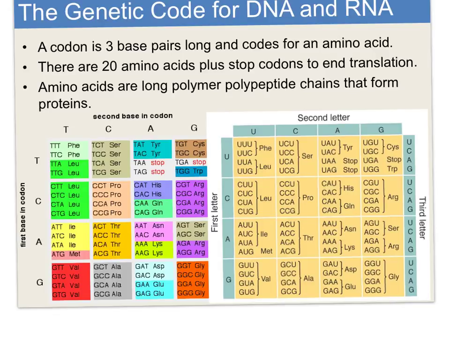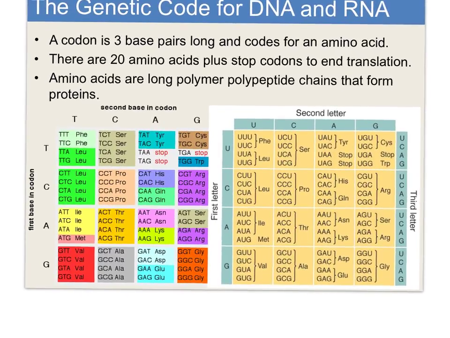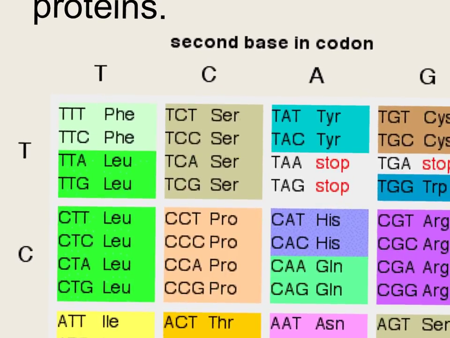As I mentioned, a codon is three base pairs long. In the first position, we can either have a T, a C, an A, or a G. In the second position, we can have the same thing, and then the third position, the same sort of thing. And what I mean by position is the first position, the second position of the codon, and the third position.